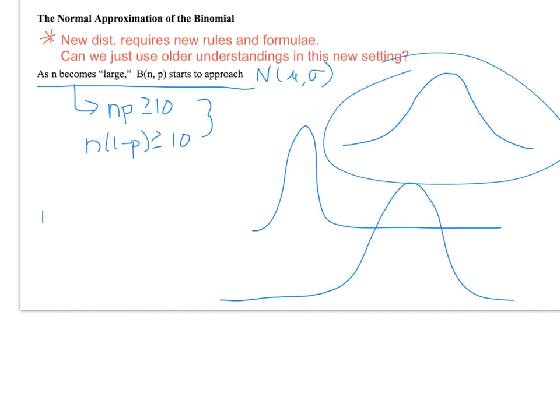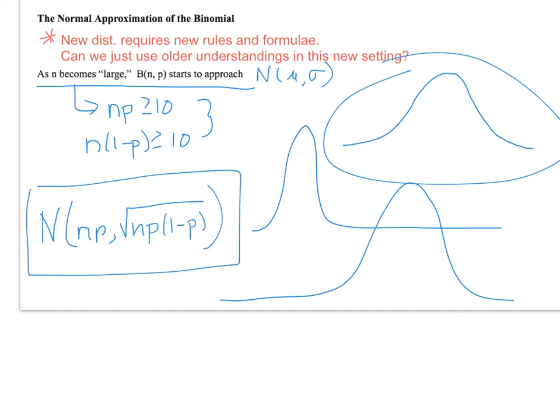And we'll essentially be saying that this normal distribution is going to have a mean of np and a standard deviation of the square root of np times 1 minus p. That will be our normal approximation of the binomial.